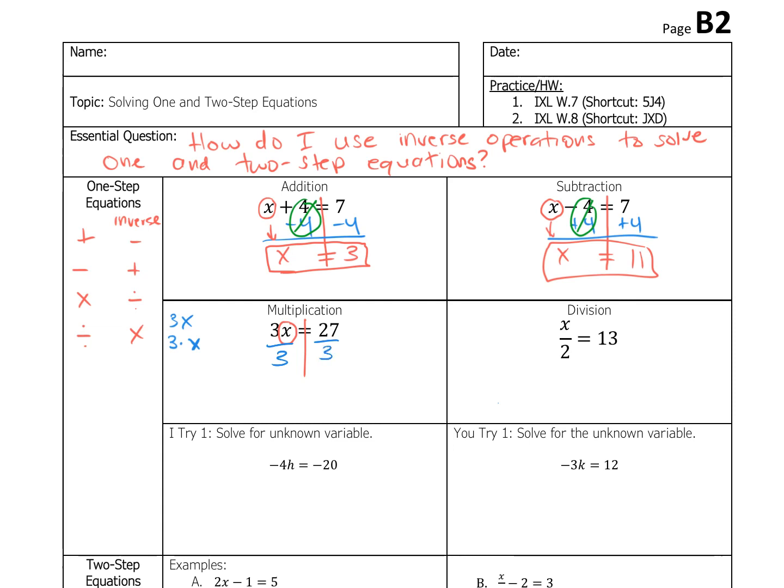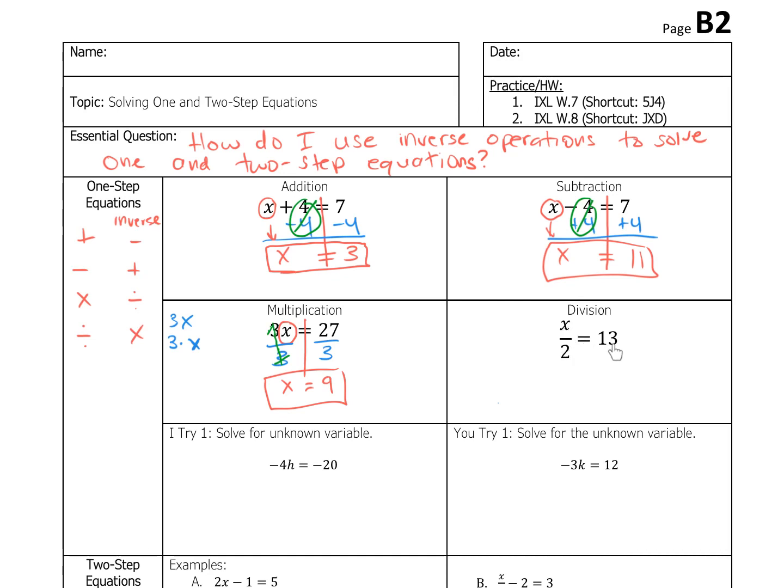And then this forms a 1. So I have a 1 right here, and so I have x equals. I don't have to write down that 1. There's an invisible 1 in front, but I don't have to write that down. And then 27 divided by 3. Just do some little math. You should get 9. Just like that.